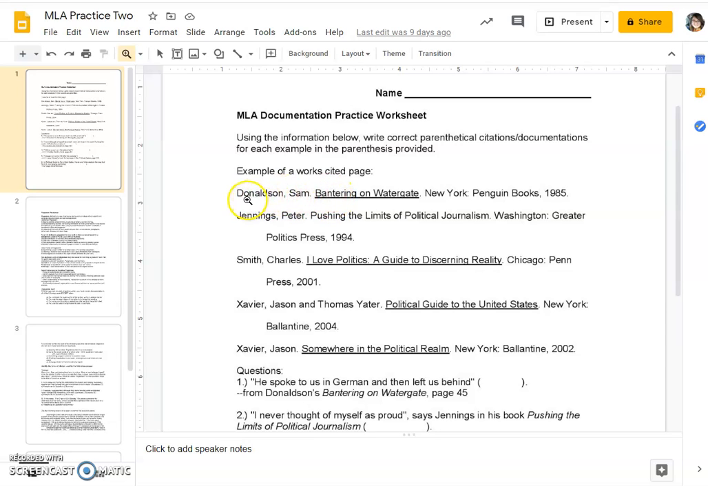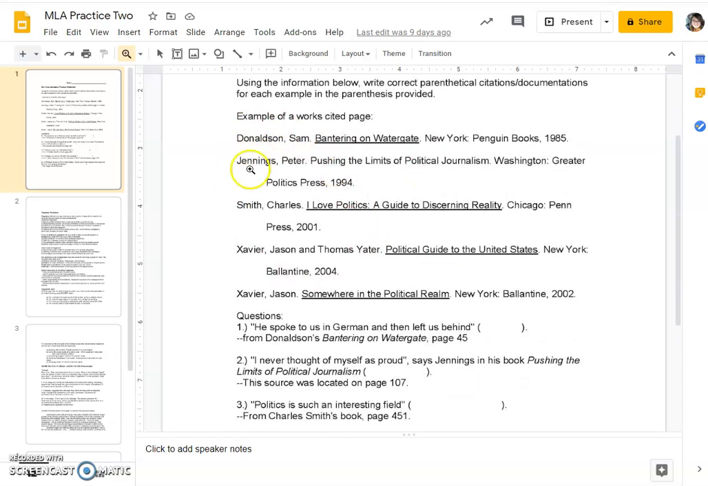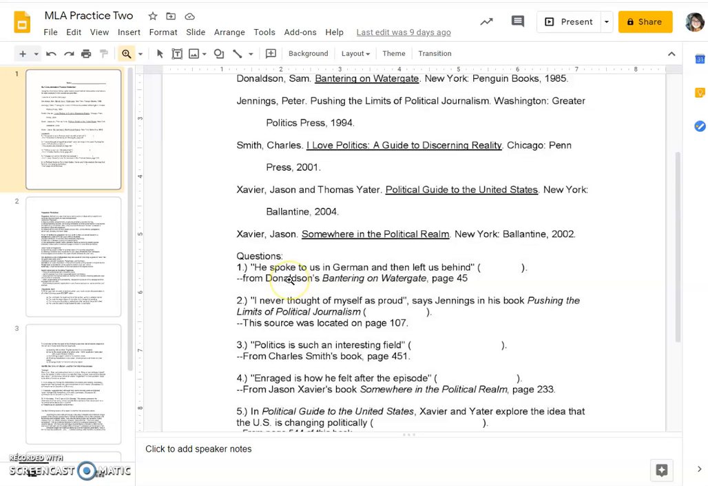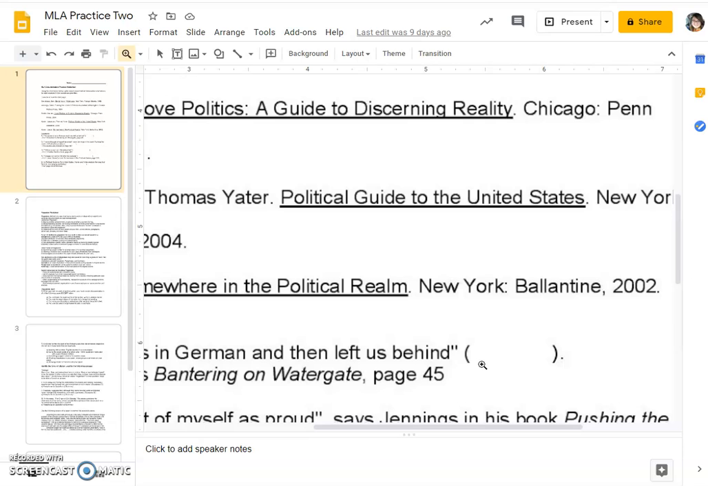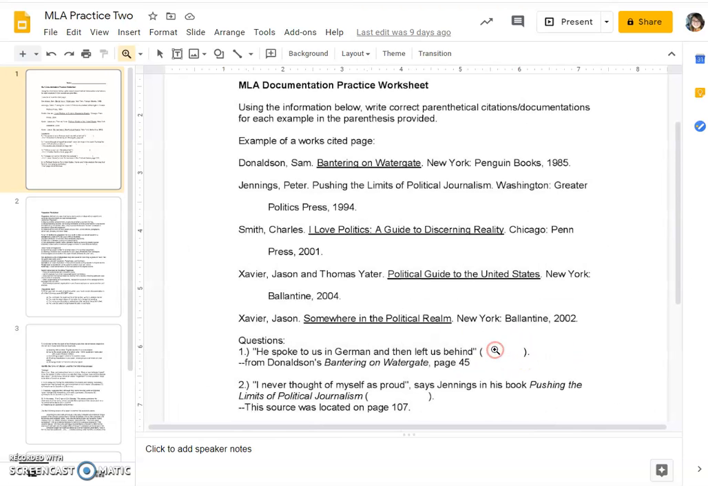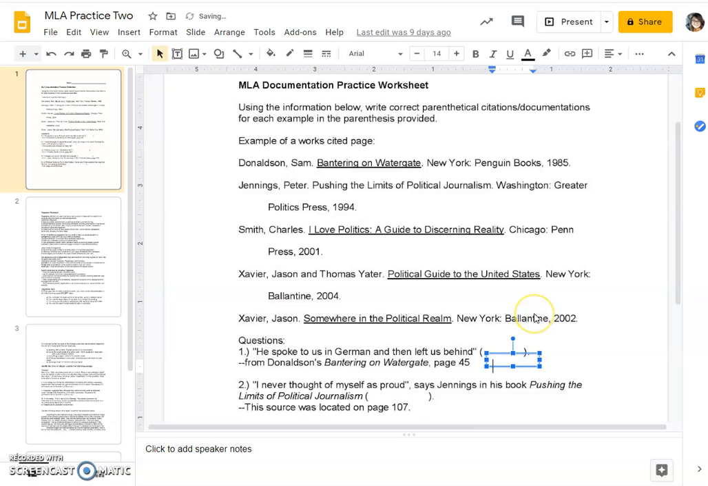So here we are, and this is our works cited page. So we're going to do 1, 2, 3, 4, and 5, and we're going to use the works cited page to do it. He spoke to us in German and then left us behind, from Donaldson's Parenting on Watergate, page 45. So right here in this parenthesis, we're going to put in a text box, and we're going to type our parenthetical citation, and in this case it's going to be Donaldson 45. Change my text size here so it'll fit. Then we're going to try to stick it right inside of that parenthesis, if we can.